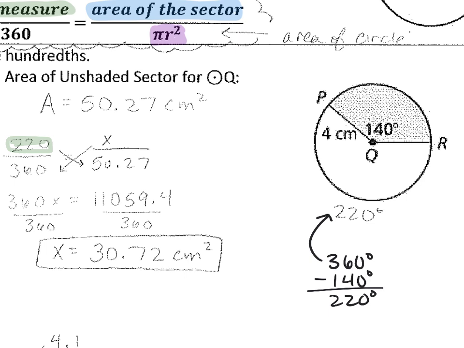I want the unshaded region, which has an arc measure of 220 degrees over that 360. I'm still looking for the area of the sector, and the area of the entire circle is still 50.27. The setup is everything. You cross multiply, you divide, that's all in a calculator. Again, the units when you're doing area are square units, so centimeters squared.